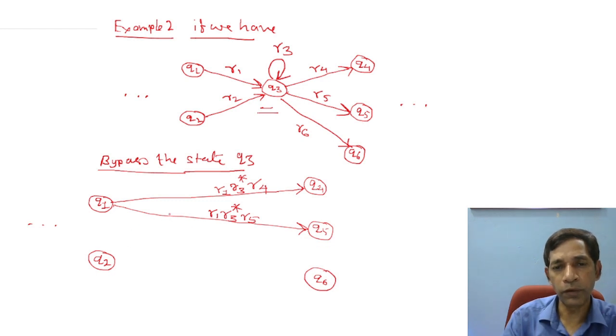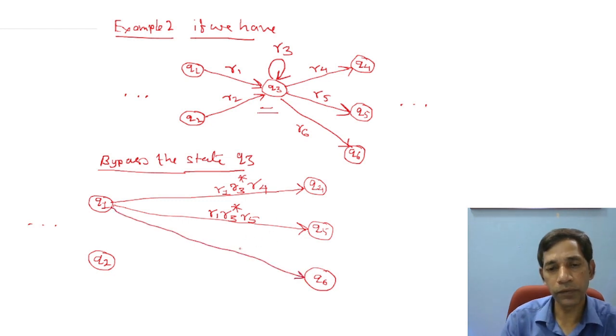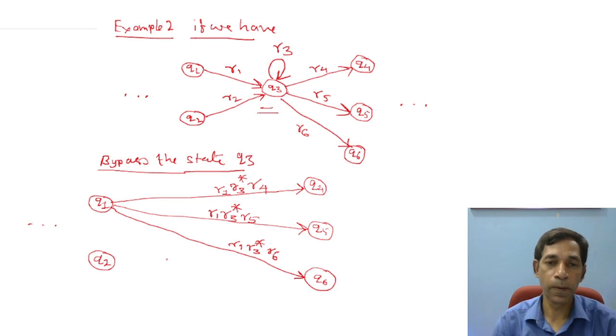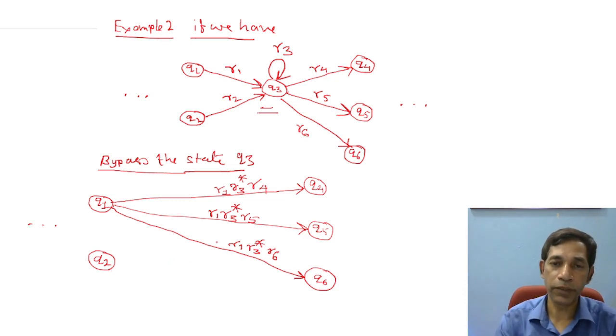Now one outgoing edge is also going to the state Q6. So from Q1 you also have the direct edge to the state Q6. For what regular expression? For R1, R3 Kleene star, and then you concatenate with R6. So this is the situation. These are the three outgoing edges only.